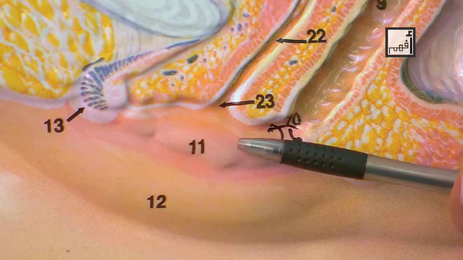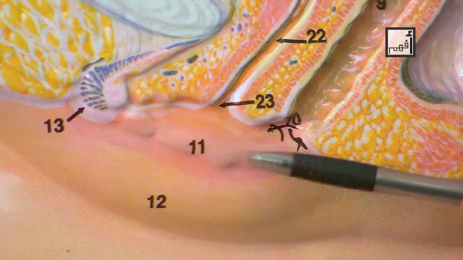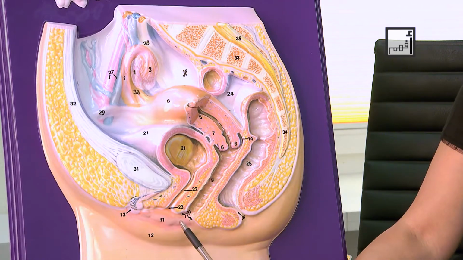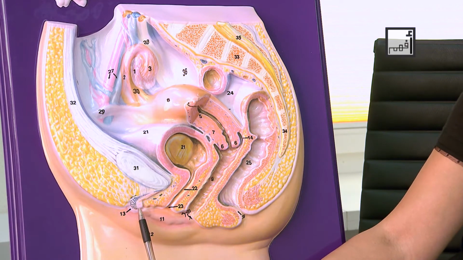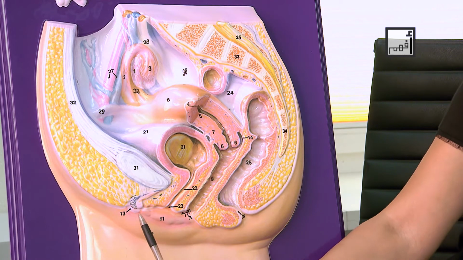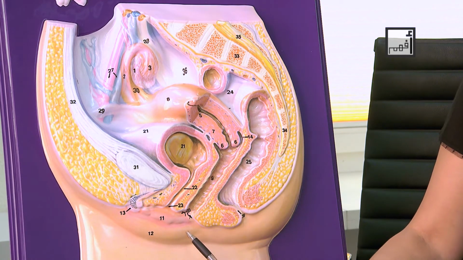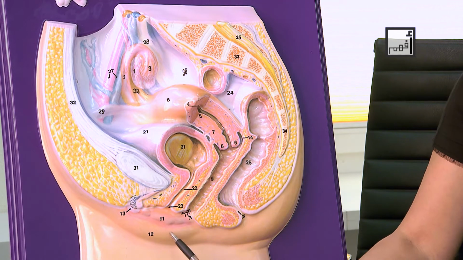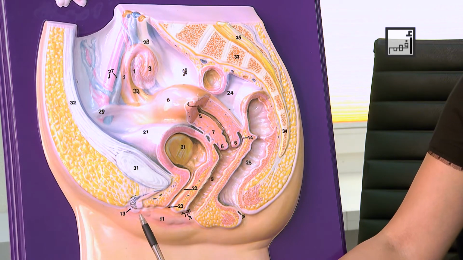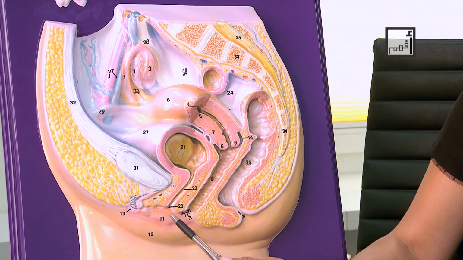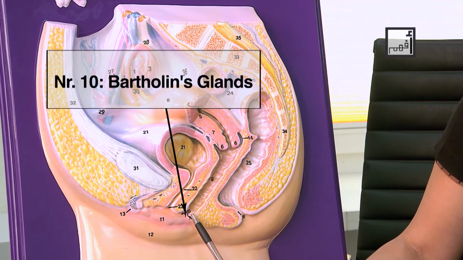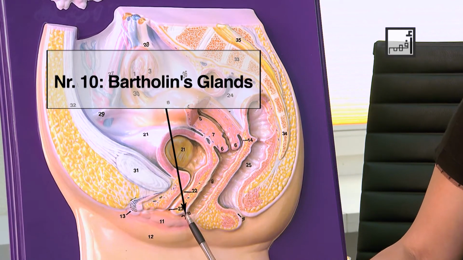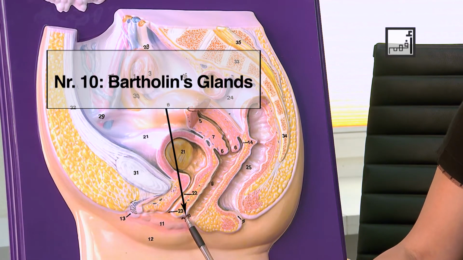Parts 11 and 12 are labia minora and labia majora respectively. Along with the clitoris, number 13, they are rich in nerve endings which are responsible for sexual pleasure. At the vaginal opening, you will find two small glands that you will not normally feel unless they get swollen or inflamed. These are called the Bartholin's glands, which lubricate the vagina by producing secretions called mucus.